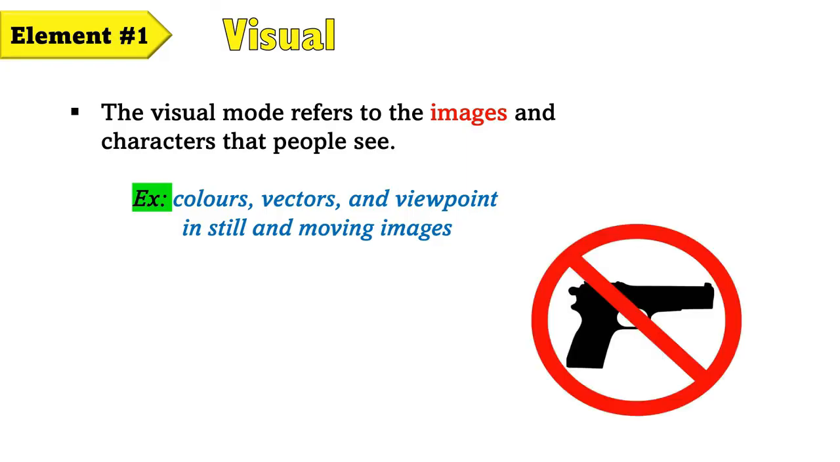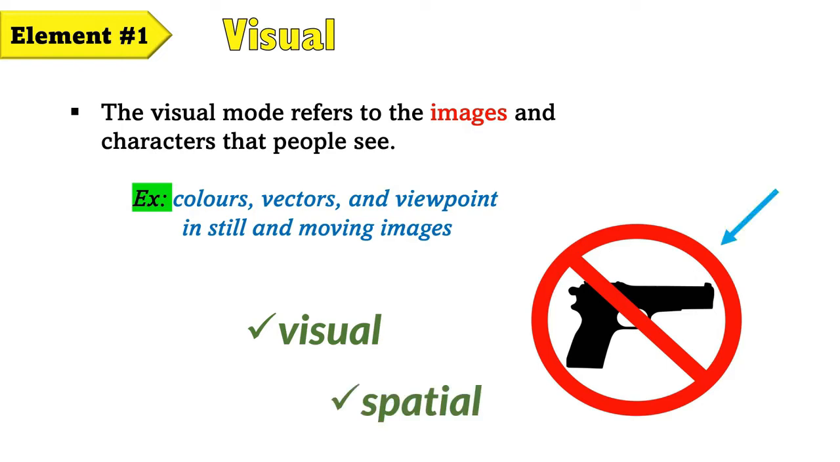Take a look at this no gun symbol. The visual element dominates on this sign. However, we might be able to say that the sign uses the spatial mode as well, since the gun appears behind the red bar that signals no or not allowed. Spatial mode has something to do with the arrangement of elements in space. Deeper explanation about this element will be provided in the succeeding slides.